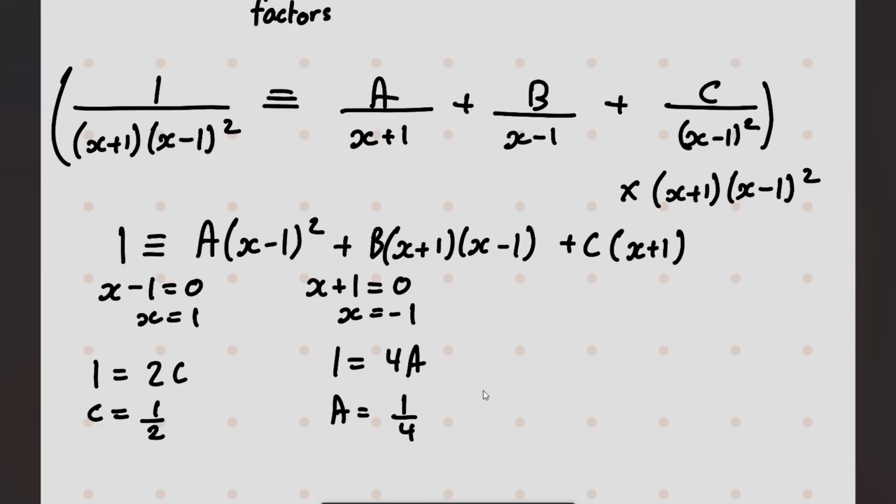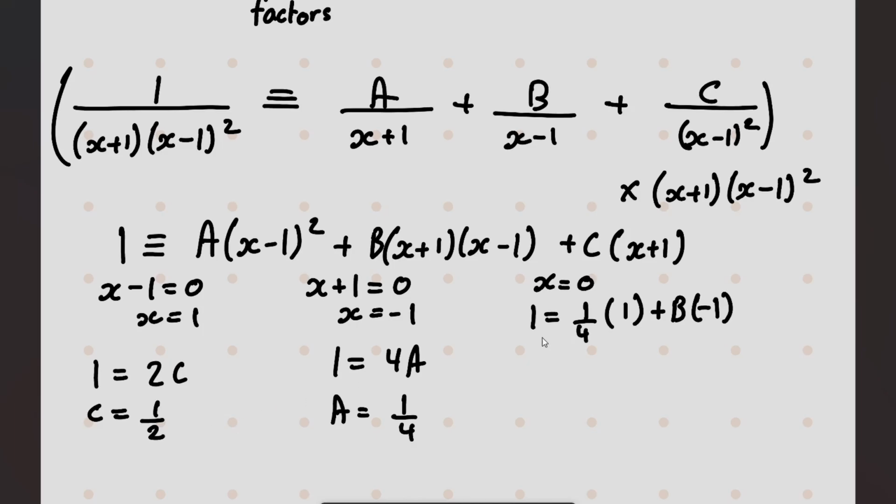So how are we going to find the value of b? Well, we're going to take a random value of x other than 1 and negative 1. So let's take x equal to 0, for example, because that makes things easier. So you're going to have 1 is equal to, since our a value is 1 over 4, 1 over 4 times 0 minus 1 squared, which is just 1. And now you have plus b. 0 plus 1 is 1, and 0 minus 1 is negative 1. So you're going to multiply the whole thing with negative 1. So b times negative 1.